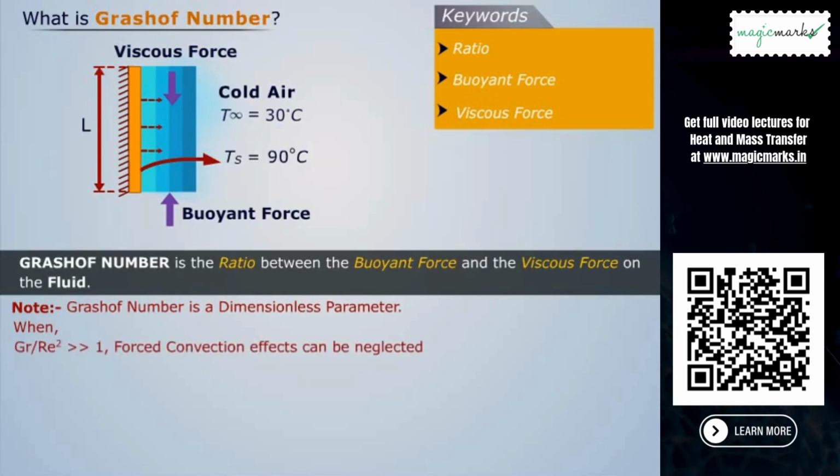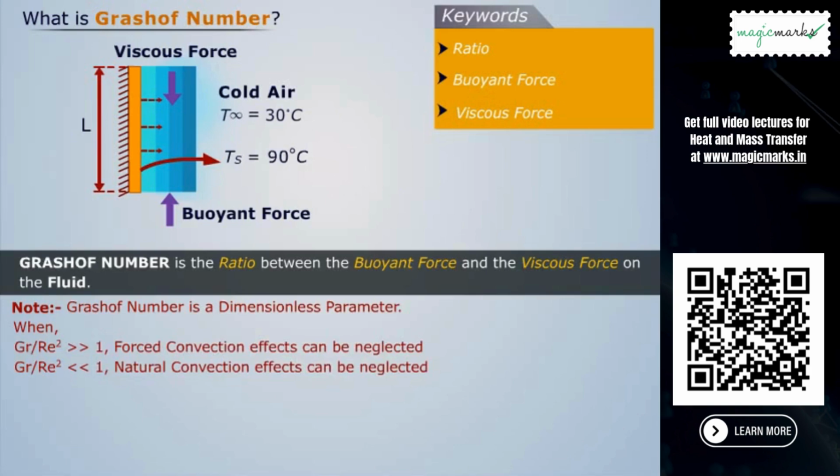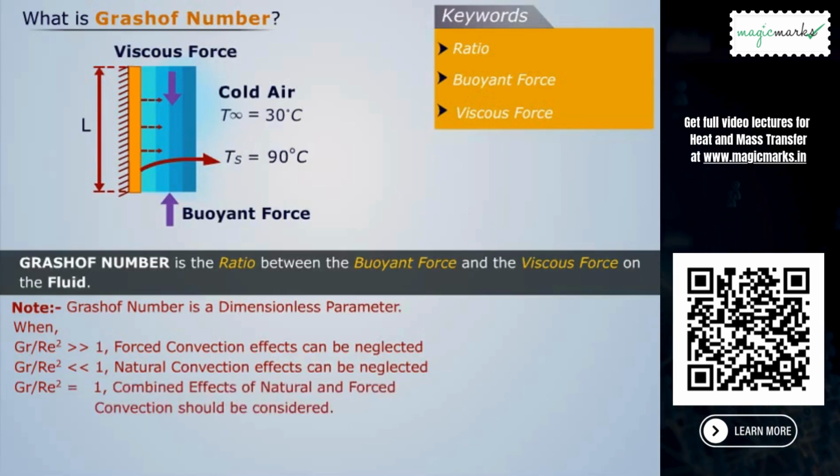When Gr by Re square is much greater than 1, then the forced convection effects can be neglected. When Gr by Re square is very less than 1, then the natural convection effects can be neglected. And when Gr by Re square is equal to 1, then the combined effects of natural and forced convection should be considered, where Re is the Reynolds number.